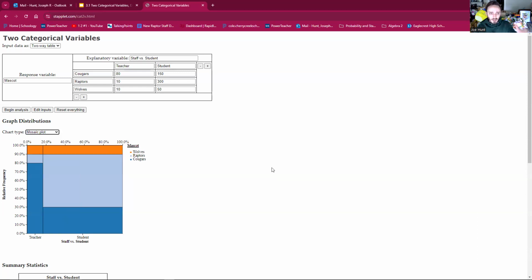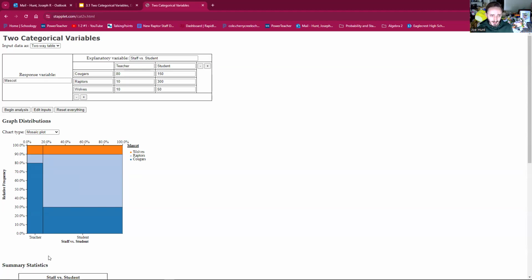plot. So here in Statplet, in the two categorical variable calculator, hopefully you've been following along and putting this data in the table. If you switch to a mosaic plot, what I want you to notice is that there's something new to account for in the display. On the top of the chart, you've got these increments of 20%. So 0 to 20, 20 to 40, 40 to 60, so on and so forth. If you take a look at this bar that's on this kind of left-hand edge, the teacher group is that one column on the left that's much smaller than the group on the right.